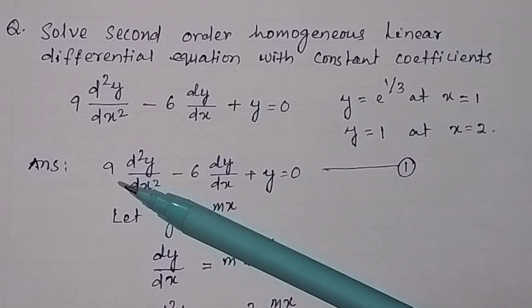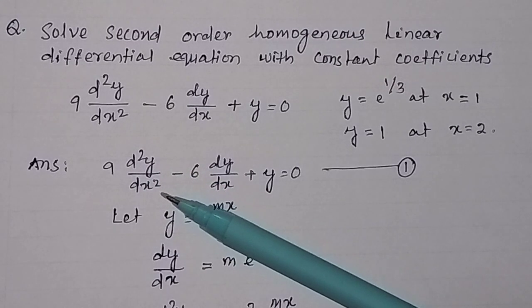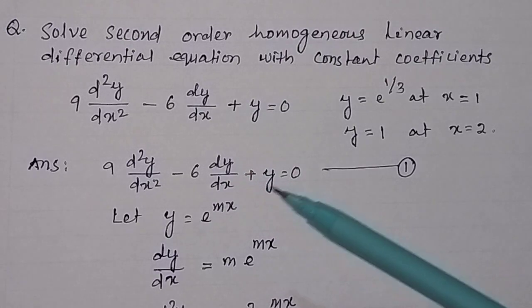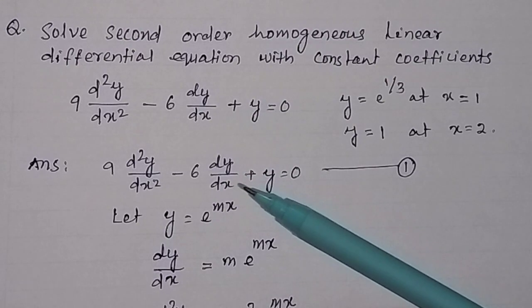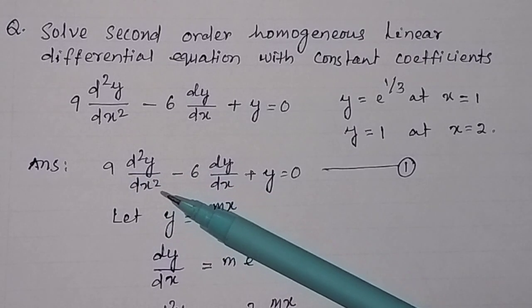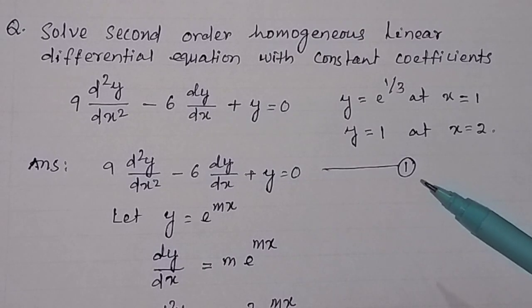So the given differential equation is 9 second derivative of y with respect to x minus 6 first derivative of y with respect to x plus y equal to 0, and the constant coefficients here are 9 and 6, and this is homogeneous because on the right hand side you have 0. So suppose this is equation 1.